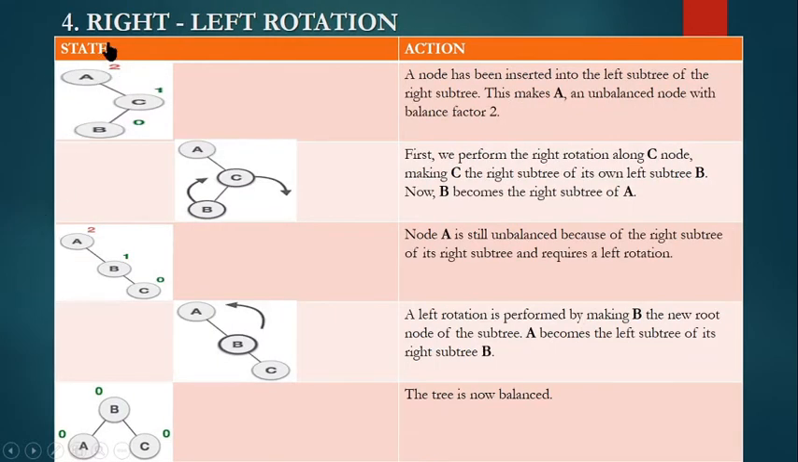And the next is right left rotation. It is quite a mirror image of the previous category. You can see B is the new node which I am inserting. A node has been inserted to the left subtree of the right subtree. It's quite the opposite of the previous category. So first we have to look at this B and C. Instead of making a left, we have to make a right rotation.